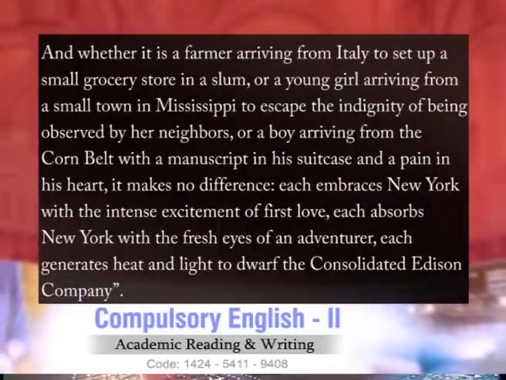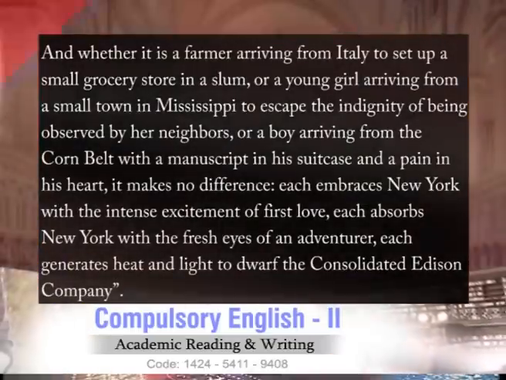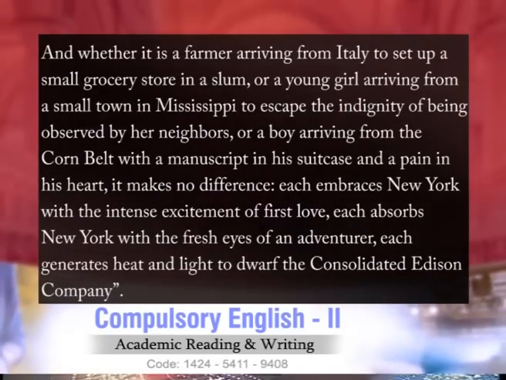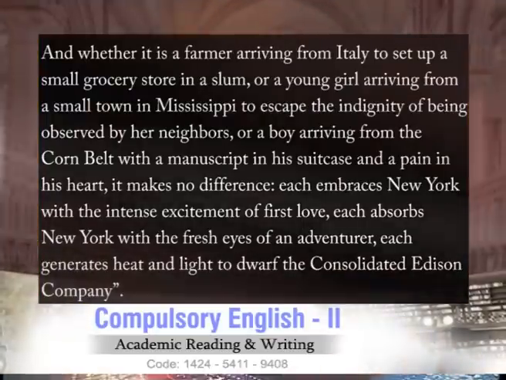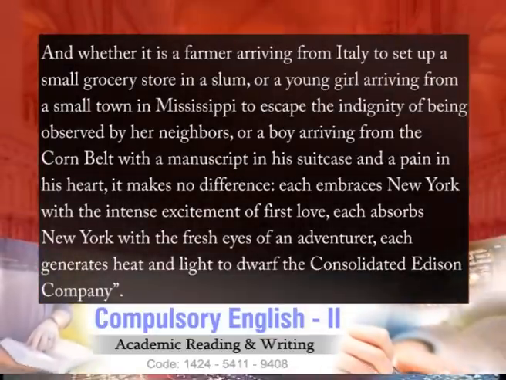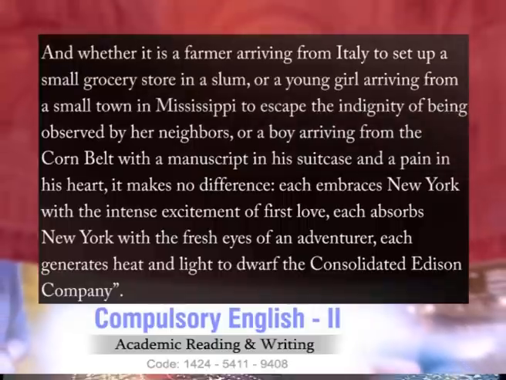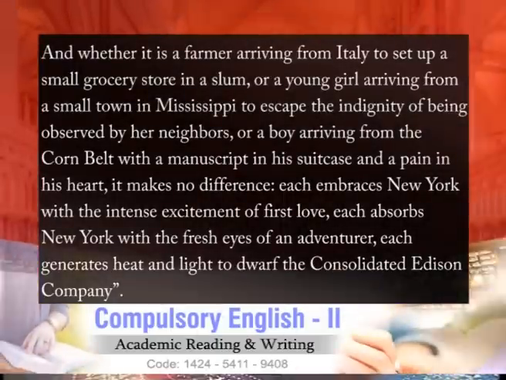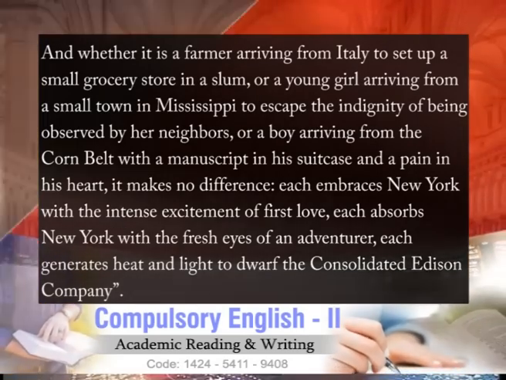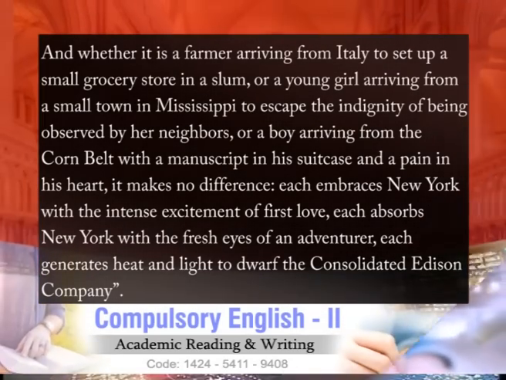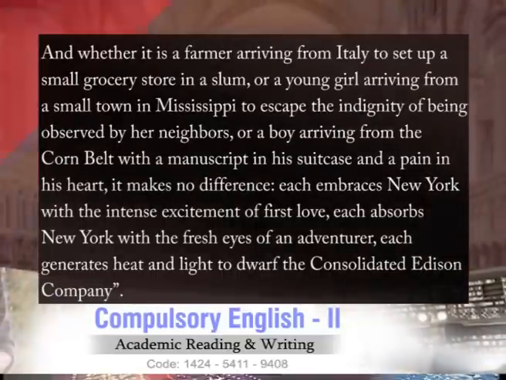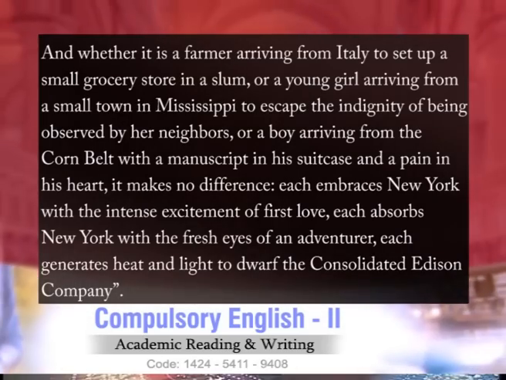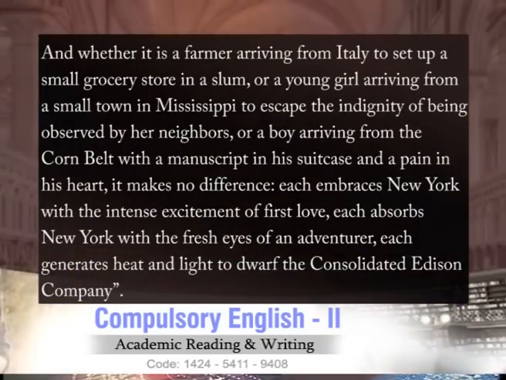And whether it is a farmer arriving from Italy to set up a small grocery store in a slum, or a young girl arriving from a small town in Mississippi to escape the indignity of being observed by her neighbors, or a boy arriving from the Corn Belt with a manuscript in his suitcase and a pain in his heart, it makes no difference. Each embraces New York with the intense excitement of first love. Each absorbs New York with the fresh eyes of an adventurer. Each generates heat and light to dwarf the consolidated Addison Company.